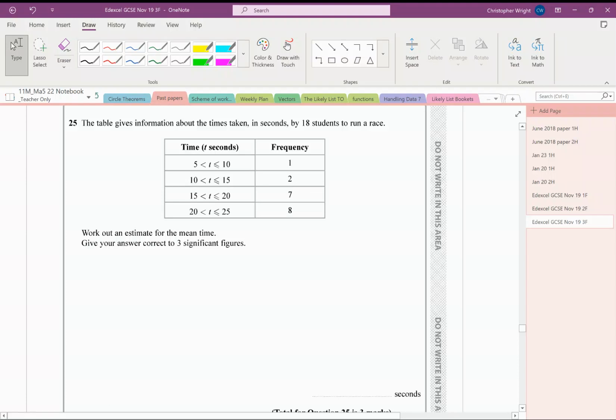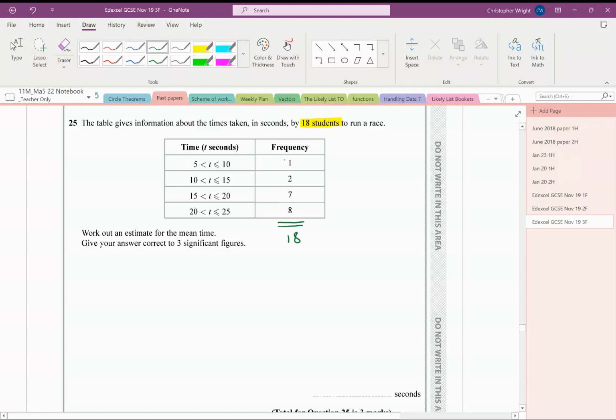Question 25. This table gives information about the time taken in seconds by 18 students to run a race. I see one of them ran it between 5 and 10 seconds, two of them, and then 7 of them, and then 8 of them. I'm guessing that all of these have to add up to 18. Let's just check. Yes, they do, because there are 18 students altogether, weren't there? Okay, work out an estimate for the mean time.